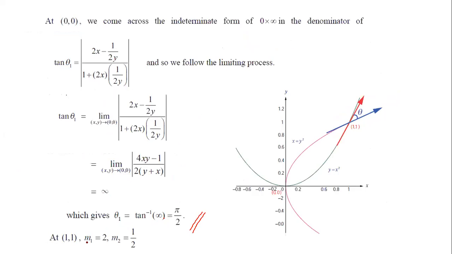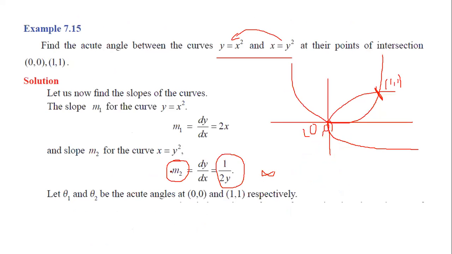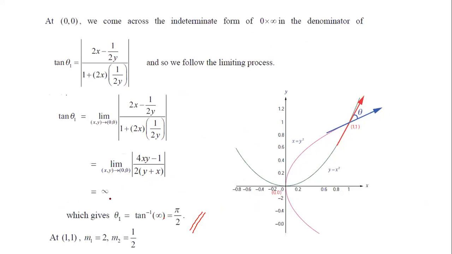So at 1, 1, there is no problem at all. We can find that m1 equal to 2, m2 equal to 1 by 2. You know that 1 by 0 is infinity. If you substitute y equal to 0 here, at the point 0, 0 only, we are not able to get a finite slope. At that time we go for the limiting process here.